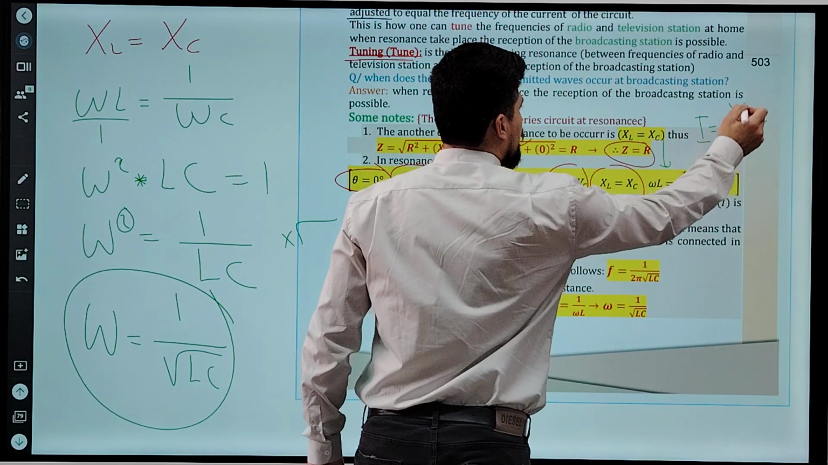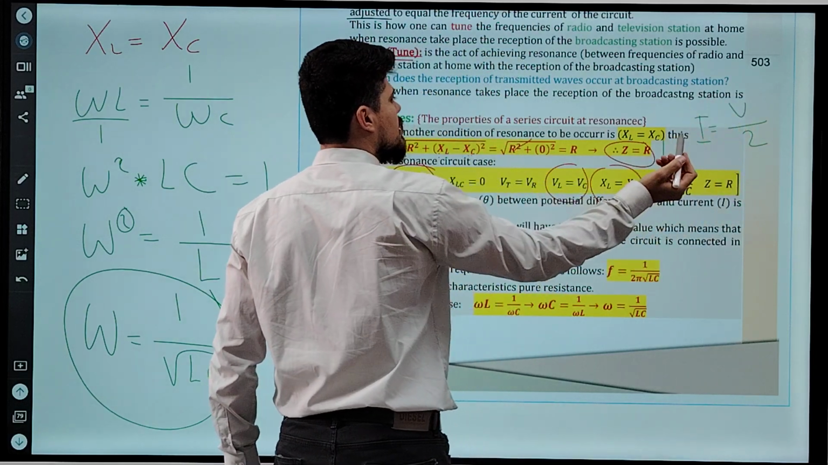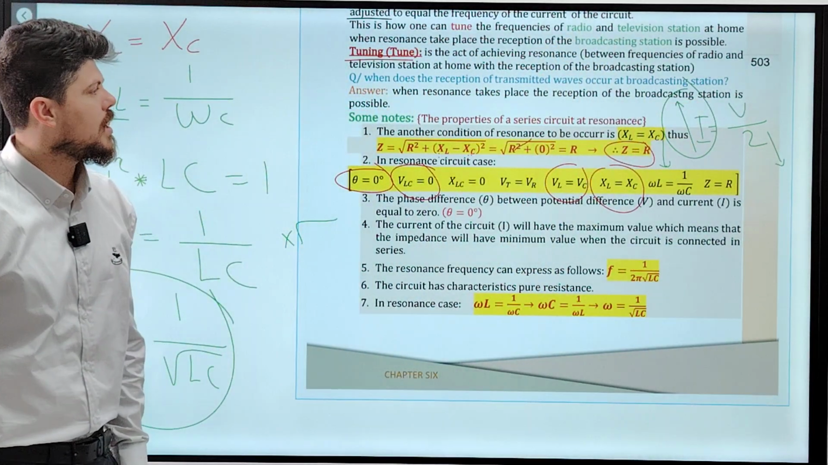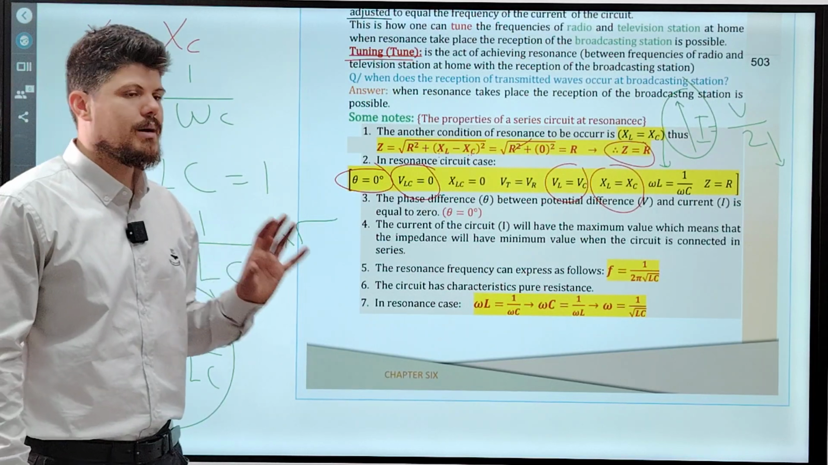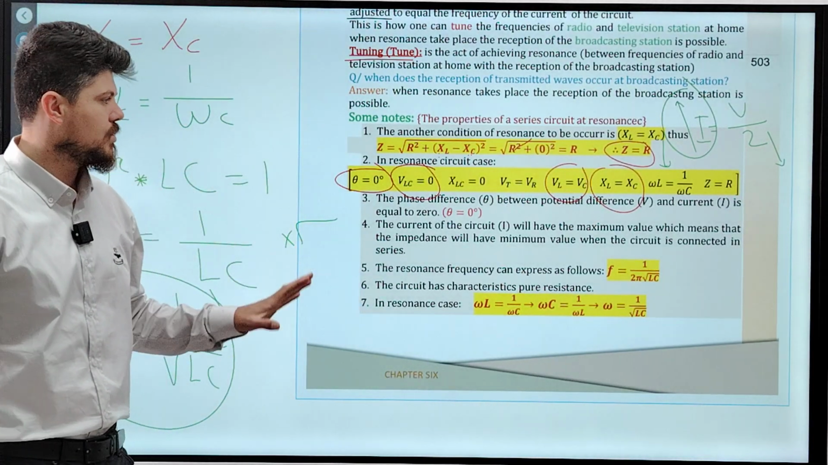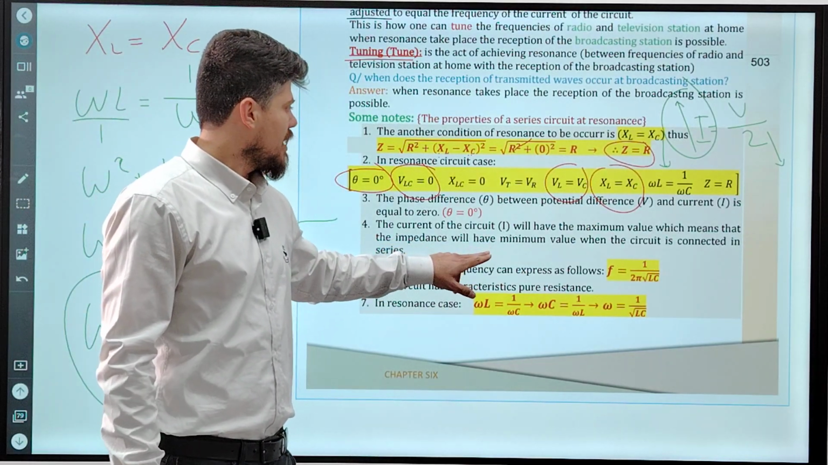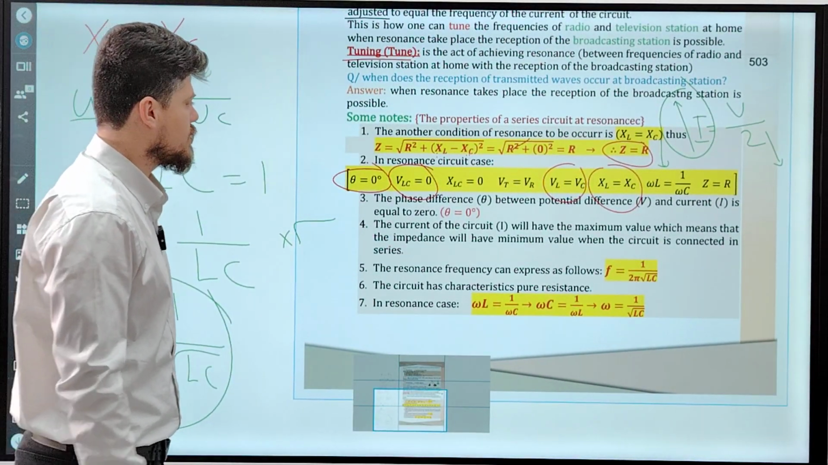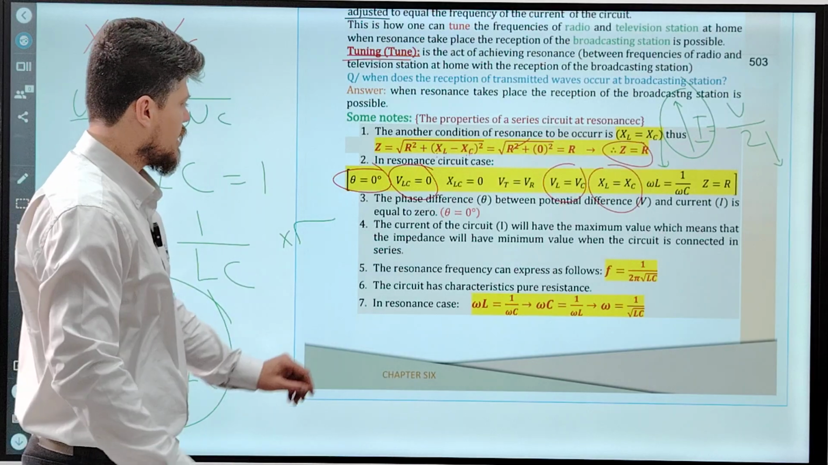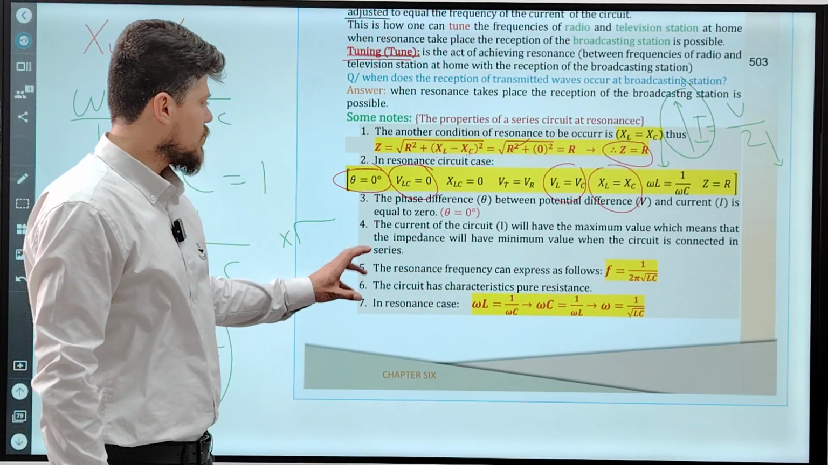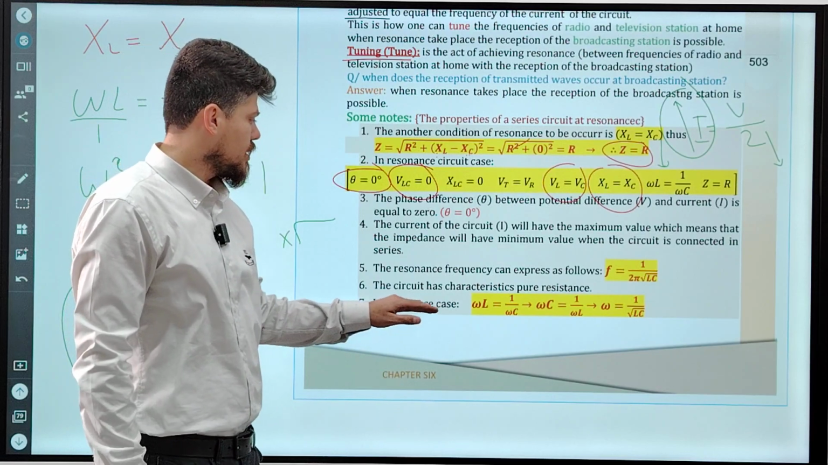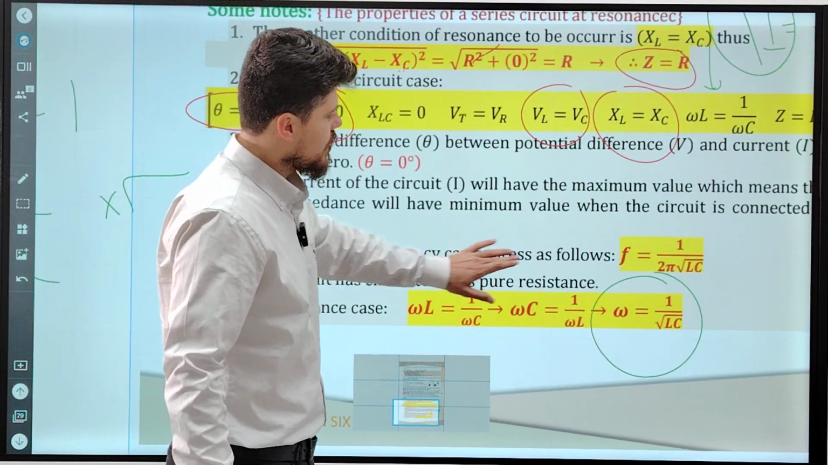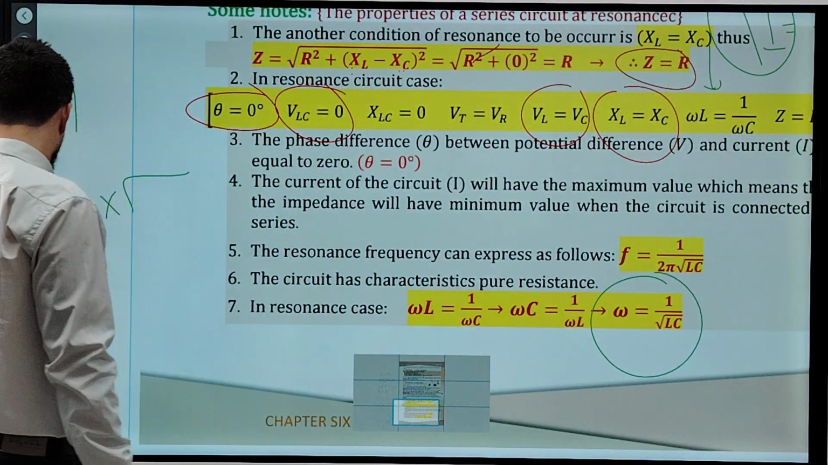I is equal to what? V over Z. When Z decreases in the case of resonance, the current will increase. That is why in a resonance circuit the current has its maximum value, because the total impedance decreases. The resonance frequency can be expressed as follows: f is equal to 1 over 2 pi radical LC, and the circuit has the characteristics of a pure resistance because XL and XC cancel to 0. And in the resonance case, omega is equal to what? We proved with this equation that it is equal to 1 over radical LC.